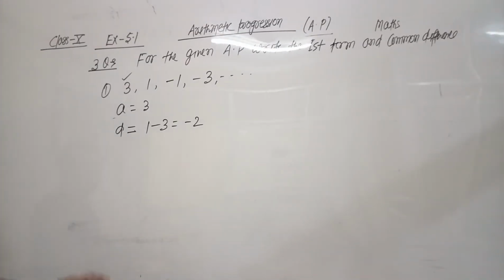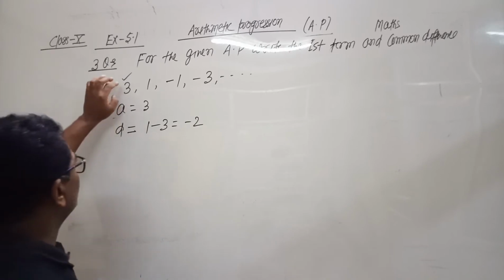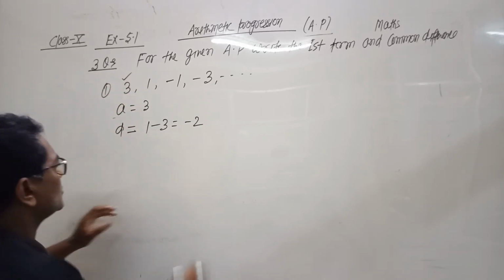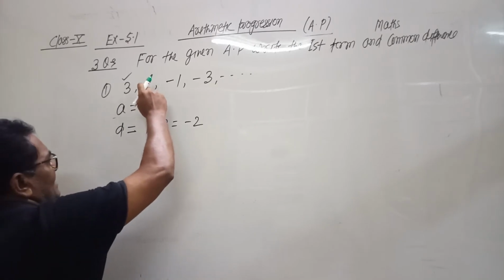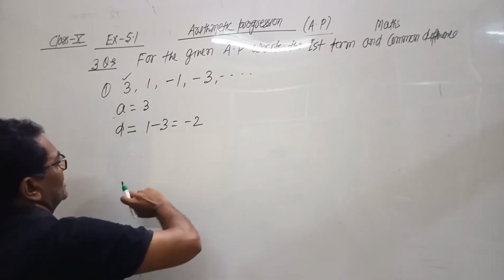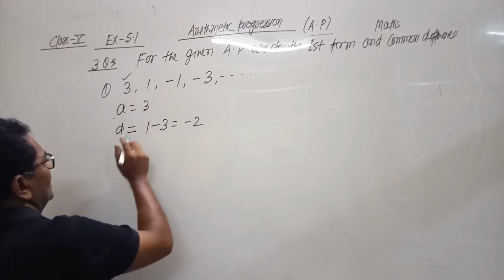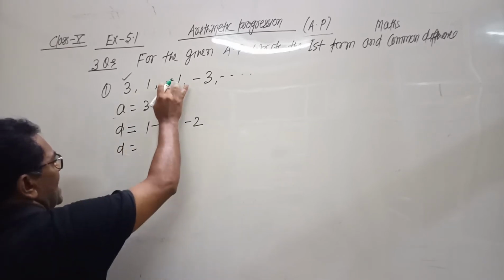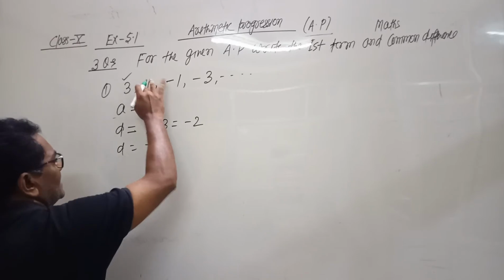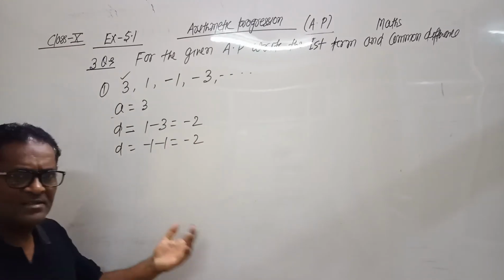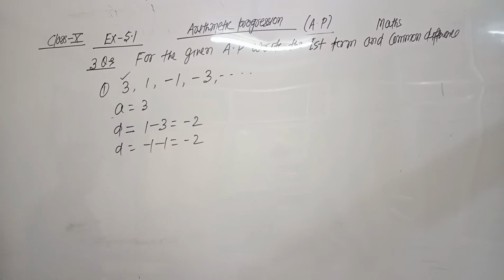For finding the common difference, we subtract the first term from the second term. Also, we can subtract the second term from the third term. So minus 1 minus the second term 1, we get minus 2. The common difference remains the same. So the first term A is 3, and the common difference is minus 2.